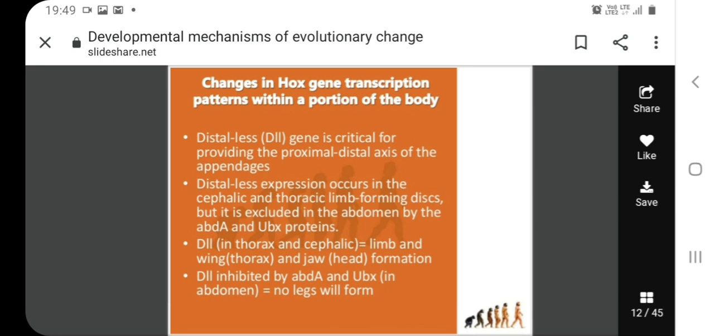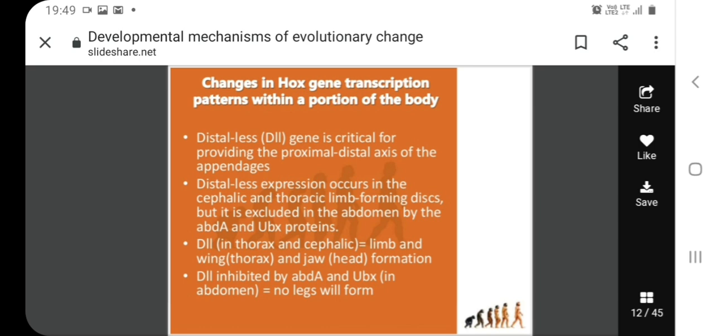However, as the development proceeds, the DLL gene of butterfly becomes expressed in third through sixth abdominal segment, third thoracic segment to sixth. There are six abdomen segments, so six abdominal segment.